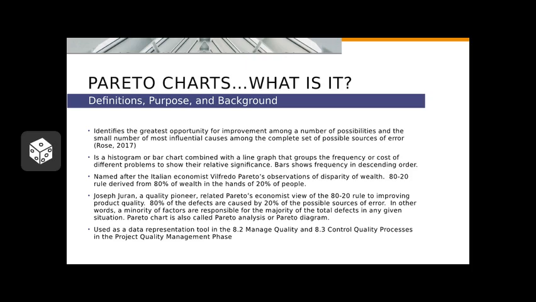Joseph Juran, a quality pioneer, related Pareto's economic view of the 80-20 rule to improving product quality. 80% of the defects are caused by 20% of the possible sources of error. In other words, a minority of factors are responsible for the majority of the total defects in any given situation. A Pareto chart is also called Pareto analysis or Pareto diagram. Within the PMBOK, the Pareto chart can be used as a data representation tool in the 8.2 Manage Quality and 8.3 Control Quality processes in the project quality management phase.